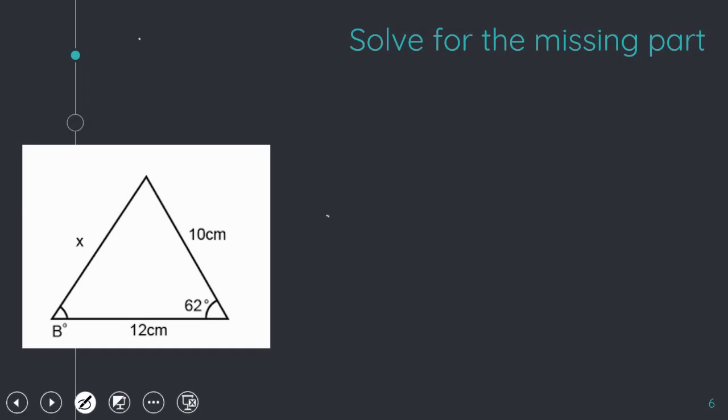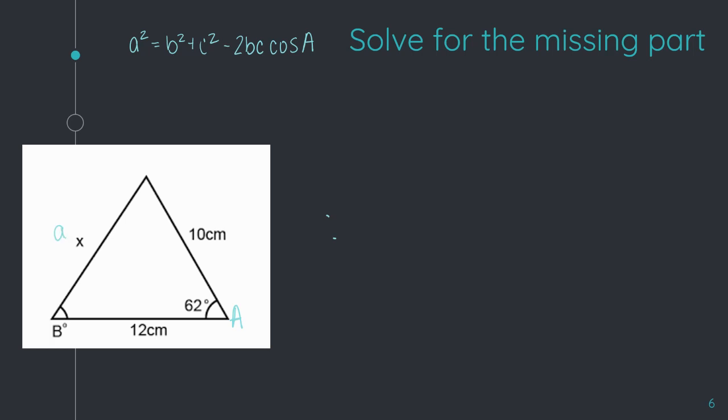So again, I'm going to write my formula here. A squared equals b squared plus c squared minus 2bc cosine angle A. And so on my triangle here, I am going to label this angle A because that's the angle that I have, which means this is side A. I already have angle B over here, so this is side B, meaning this is side C, and this is angle C, okay? So I've got everything labeled. Again, I just do that to help me know where to plug stuff into the formula.